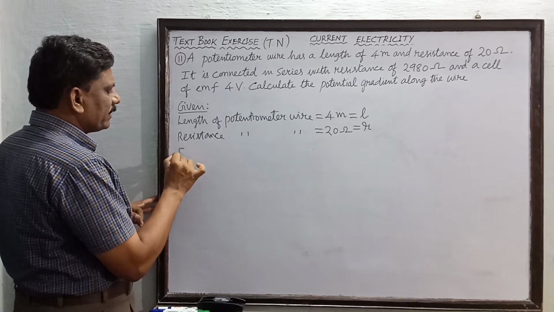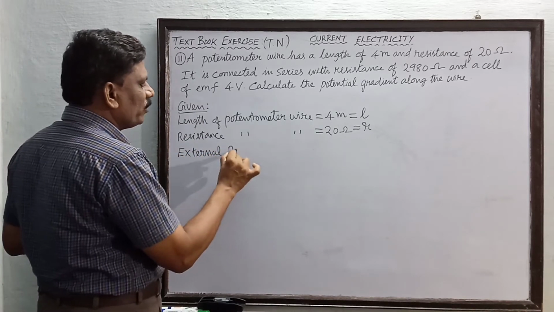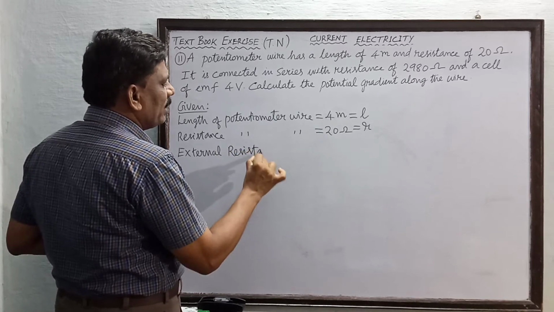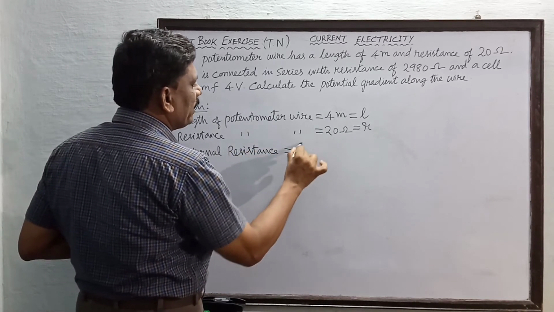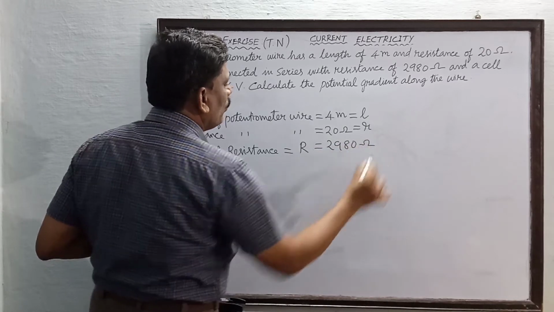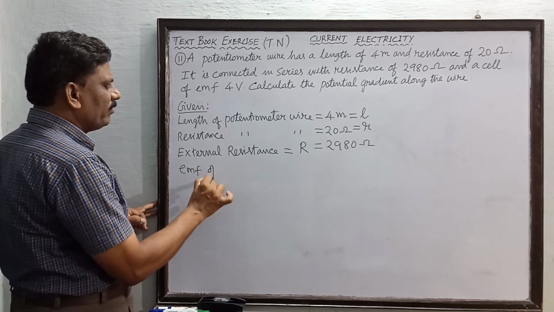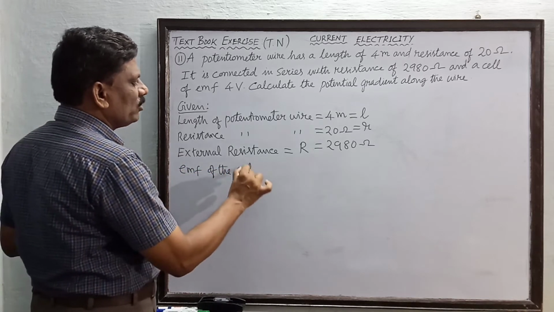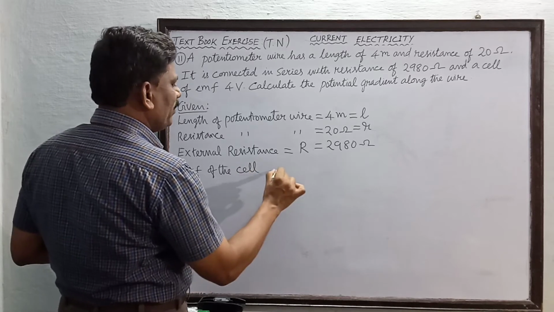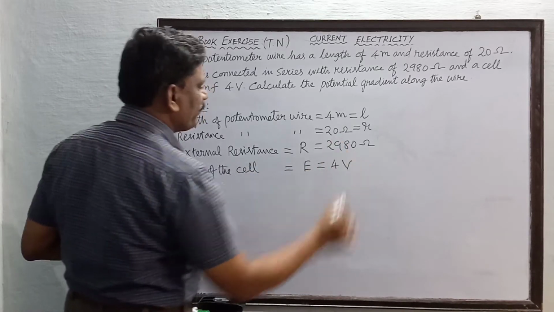And the external resistance connected in the circuit is equal to capital R, that is equal to 2980 ohm. And the EMF of the cell connected to the potentiometer is equal to E, that is equal to 4 volt.